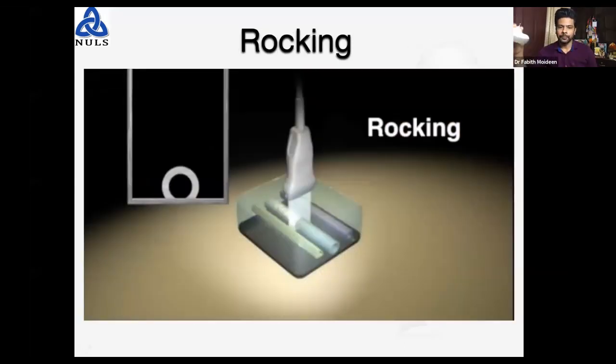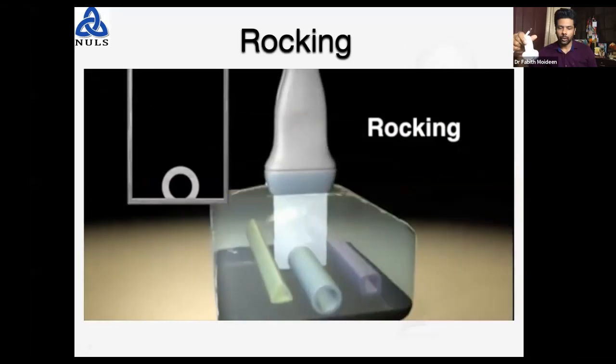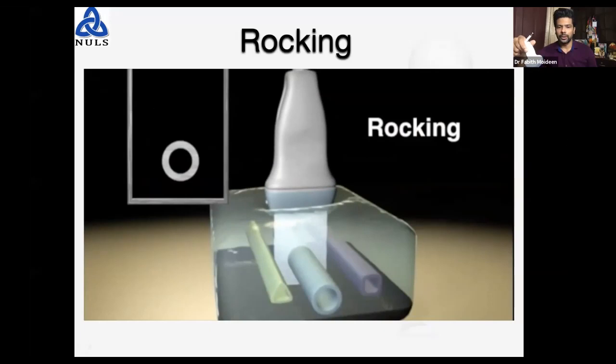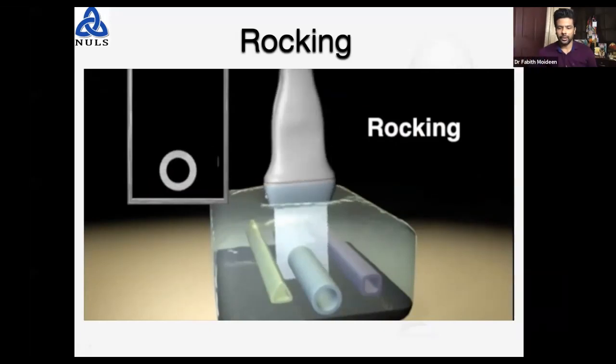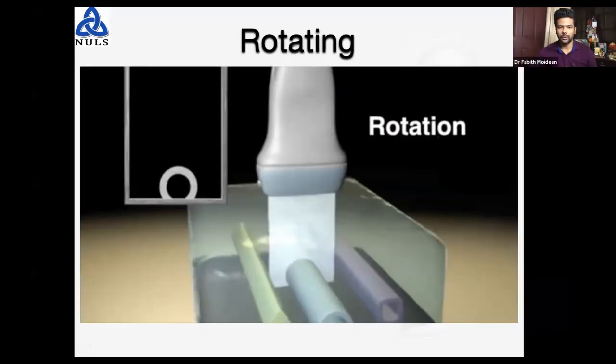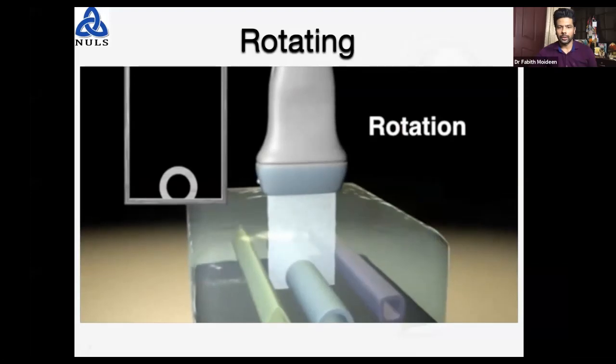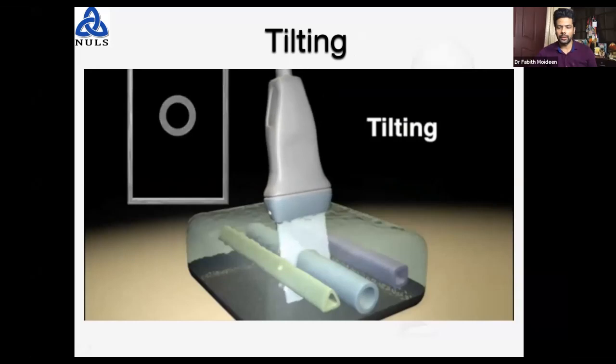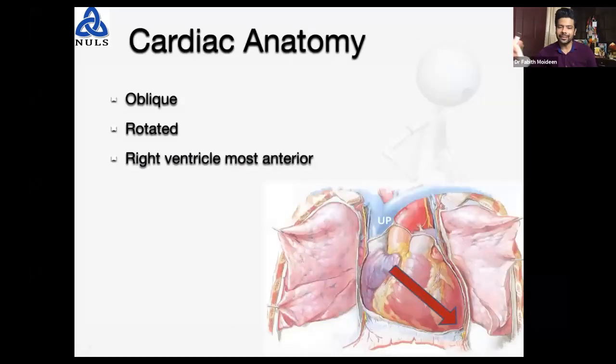Now, rocking is when you see the probe there and you want to see the adjacent structures. What you can do is just rock it from side to side. That's another thing you can do. Rotation, you all know how to rotate. Just rotate the probe. I don't have to show you. Tilting is just tilting the probe. Okay, so basically it's the fine movements we are looking at, because the heart is not that big.